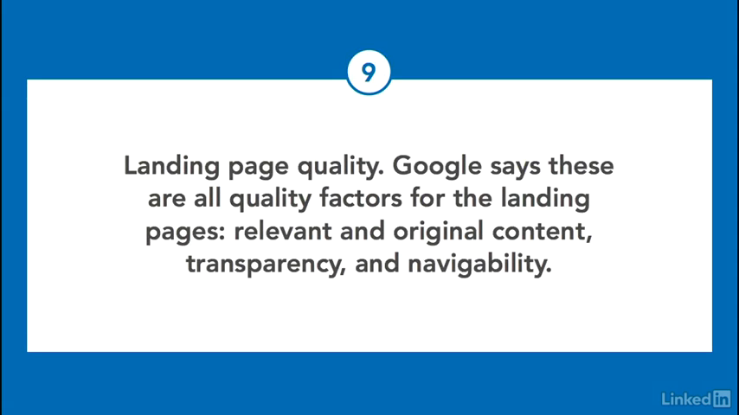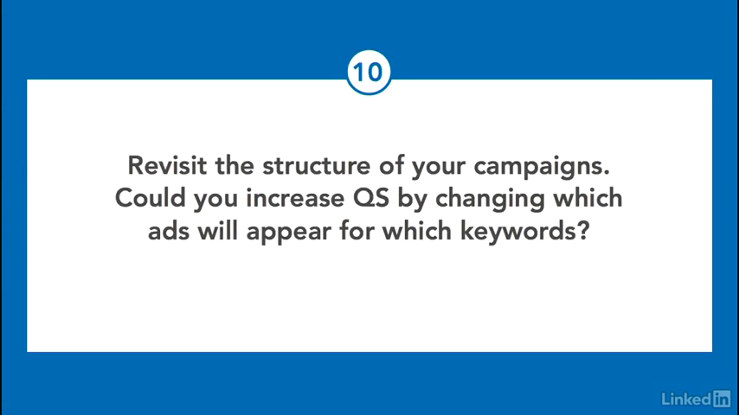Number 9 is your landing page quality. Google says that these are the quality factors for landing pages: relevant and original content, transparency, and navigability. Even though not officially part of the quality score, it is good to assume that it matters and then work to improve them. Finally, number 10, revisit the structure of your campaigns. Could you increase quality score by changing which ads will appear for which keywords? You may want to pause ad groups that are simply not working for you. Look at the best converting ads, then take the language and the approach from one ad, and you can apply it to other ad groups.